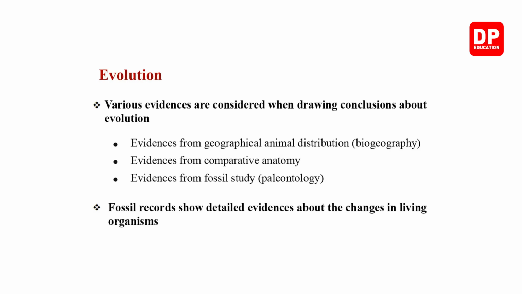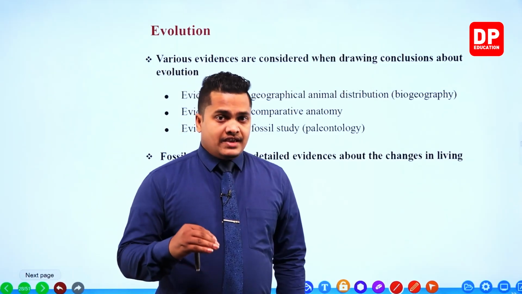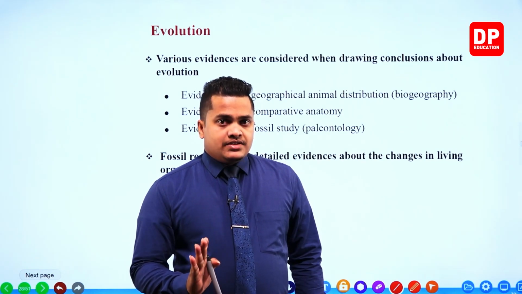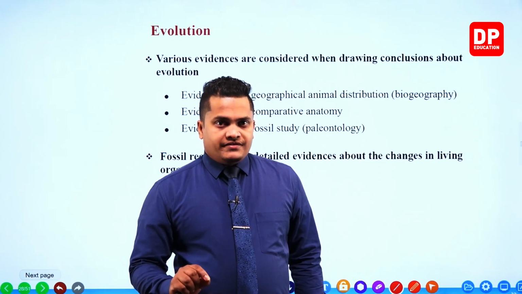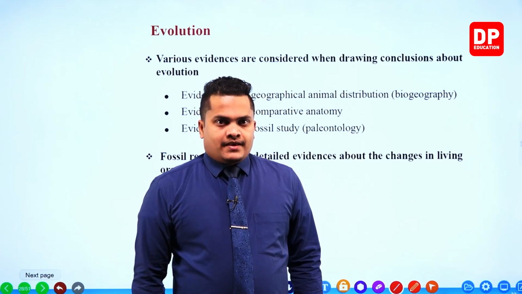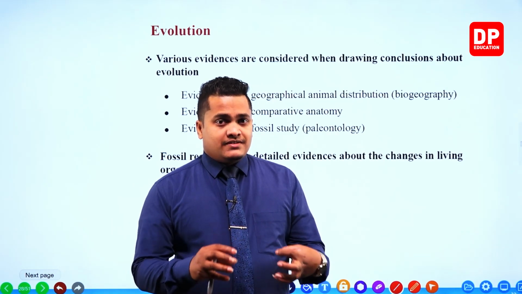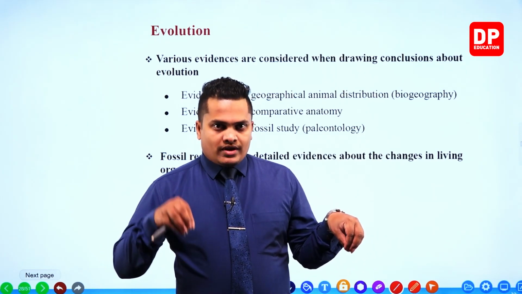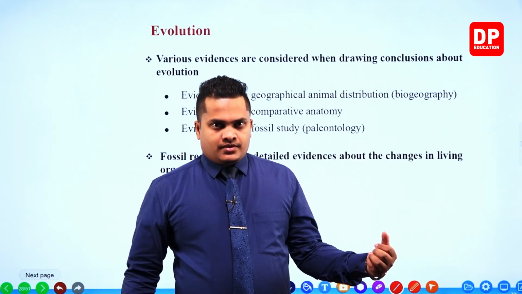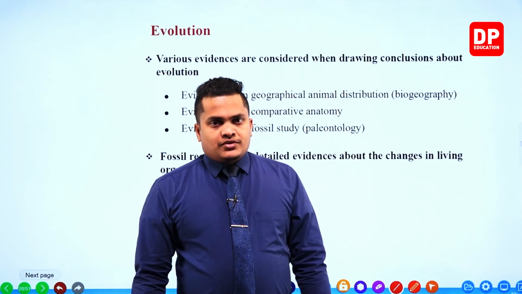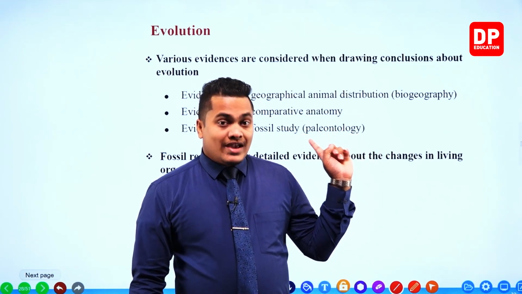Right then, various evidences are considered when drawing conclusions about evolution. So we can provide different evidences to prove that a particular organism evolved from a previous immature organism. We can provide several pieces of information, several evidences to prove that modern organisms were developed from earlier organisms. Okay, we can provide several evidences to prove that statement.